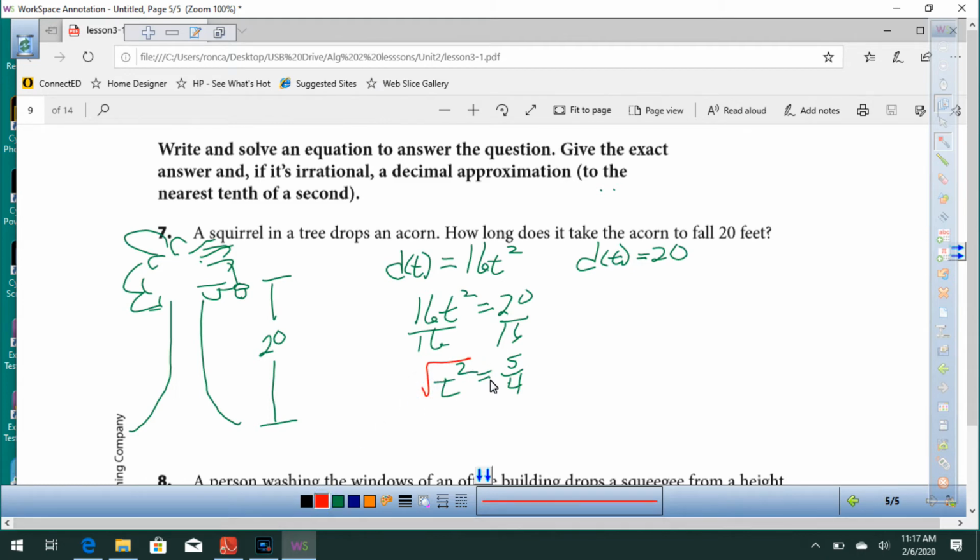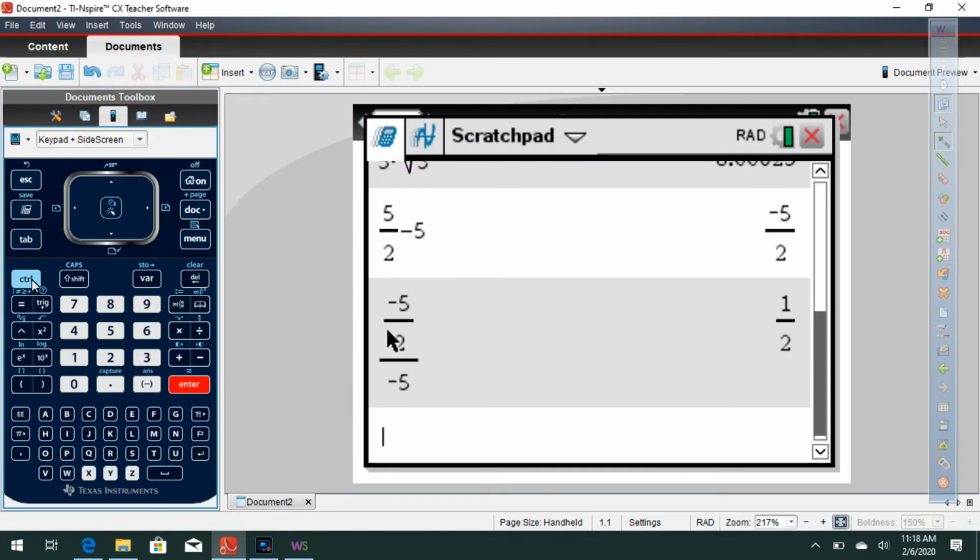Take the square root of both sides, and we got t equals plus or minus the square root of 5 over the square root of 4. Well, the square root of 4 is 2, so we have the square root of 5 over 2. Now, we're going to reject the negative because you can't have negative time. Negative time is unreasonable.